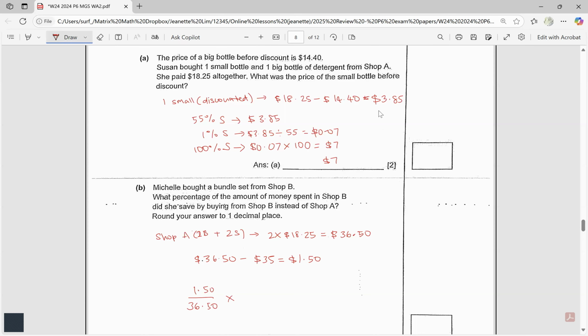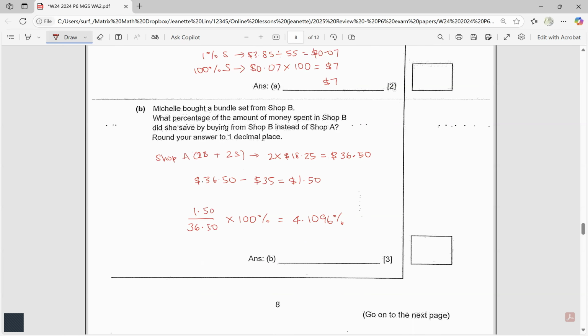and times 100%, which is 4.1096%. You use your calculator and calculate, then you want one decimal place. So round it to 4.1%. If you're using the answer key, there might be an error. It's supposed to be 4.1%. Okay, this is the answer.